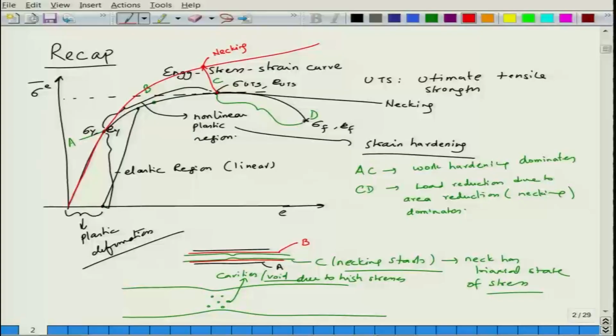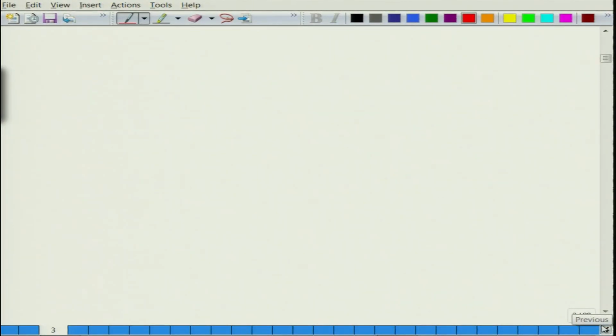So, this is what we did in the last class. Here we said that you have a triaxial state of stress. Let me just briefly explain what the states of stress are, so that you do not get confused. There are various states of stress. So, you have uniaxial tension.